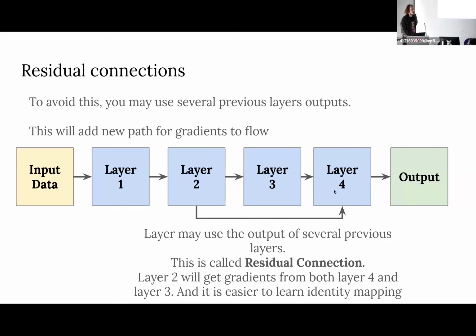So when your layer uses output of previous layers, this is called residual connection. So this arrow is residual. Clear?